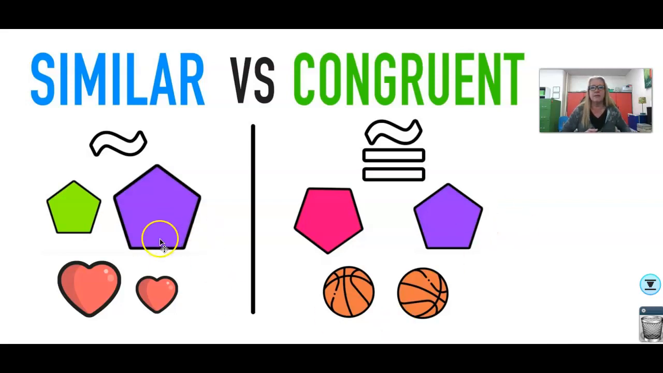When you have items that are similar, that means they have the same shape, but not necessarily the same size. Congruent objects have the exact same size and shape, okay? Notice these little signs here. Congruent means they're equal to each other. Same shape, same size, everything. This is the symbol for similar, and that means they have the same shape, but they can be different sizes.